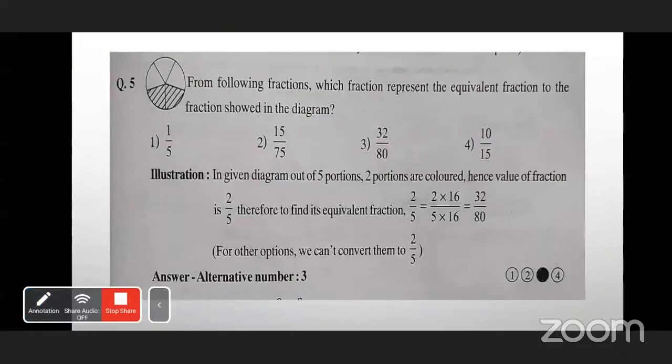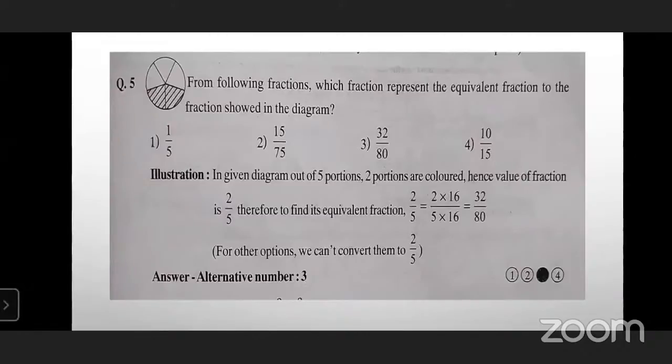See here the explanation. In the given diagram, out of 5 portions, 2 portions are colored. Hence the value of the fraction is 2 upon 5. Therefore, to find its equivalent fraction, 2 upon 5 is equal to 2 into 16 upon 5 into 16, that is 32 upon 80. So the third one is the correct answer.